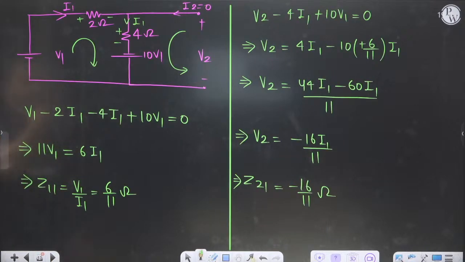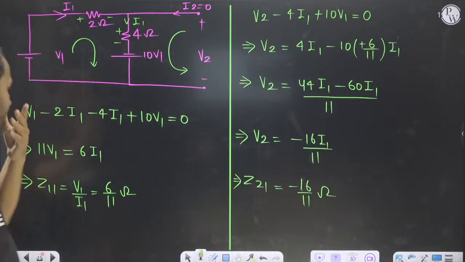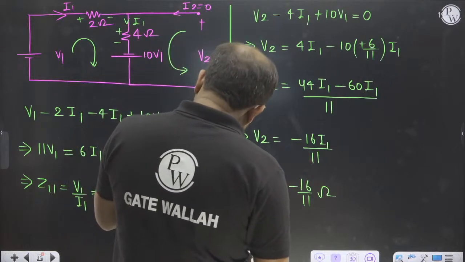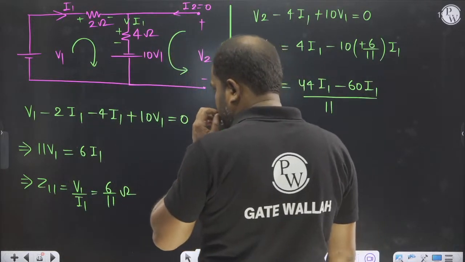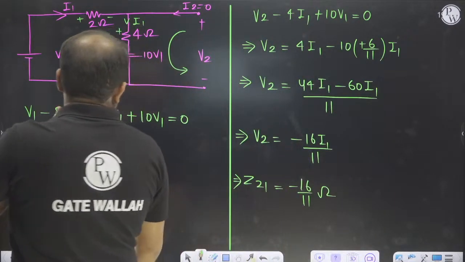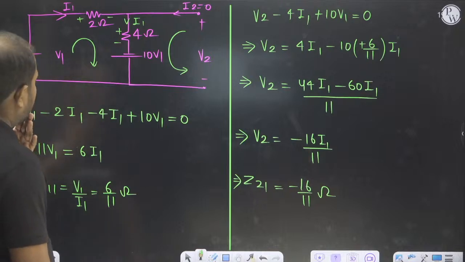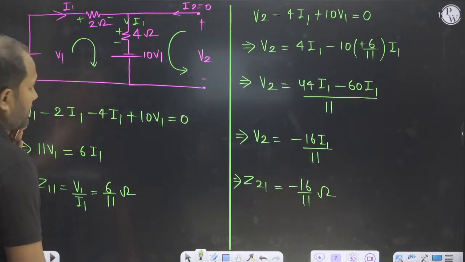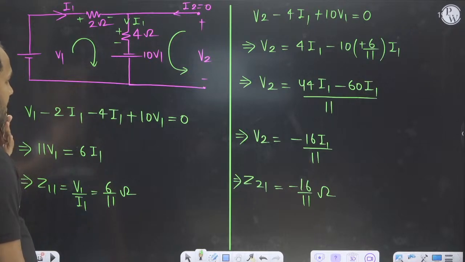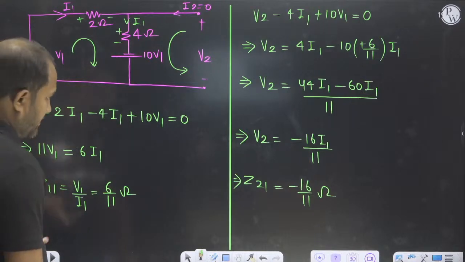Second one is V1 by I1. So for V1 by I1 it will be 11 and 6. So 11 by 6, 6 by 11, no problem with that. And 6 by 11. Then after filling this equation, V2 plus 10 V1, and V1 will be written as 6 by 11. So 6 by 11, 60, 11, 44, 16 by 11. Okay.